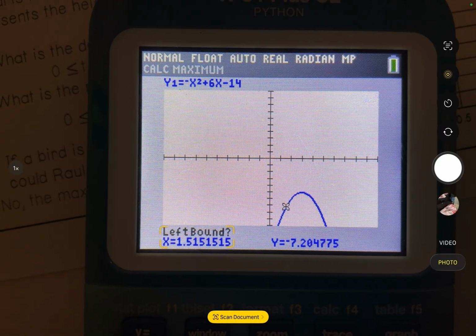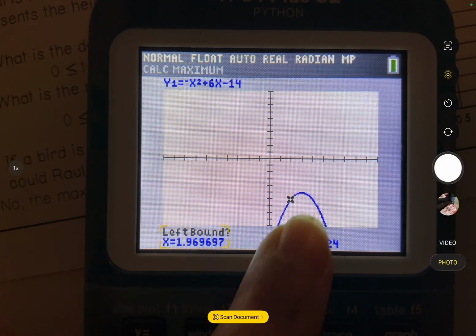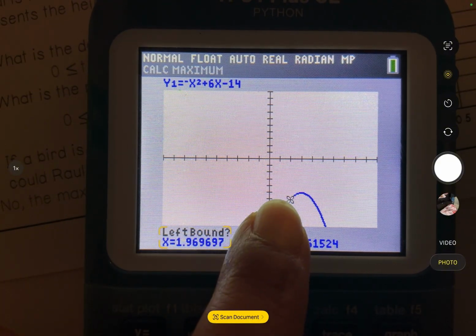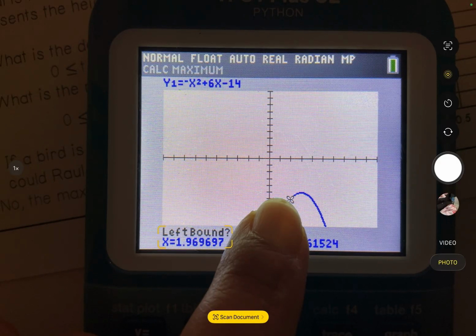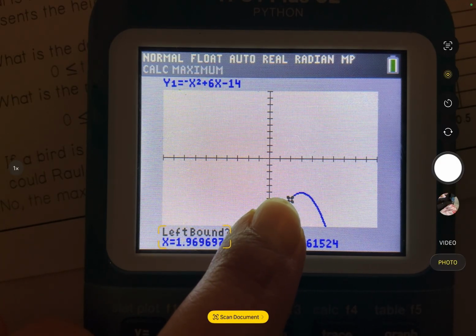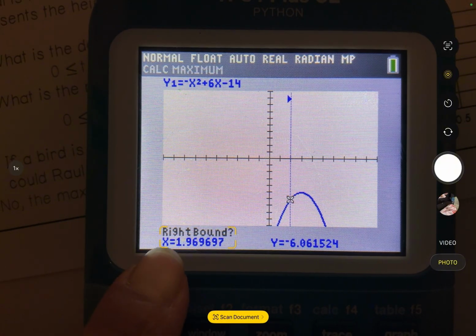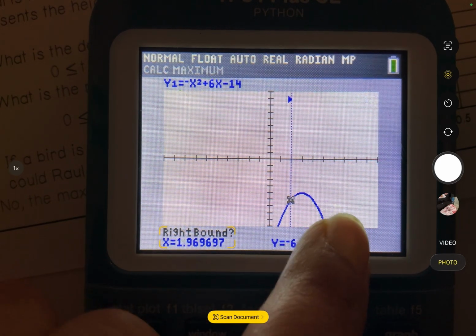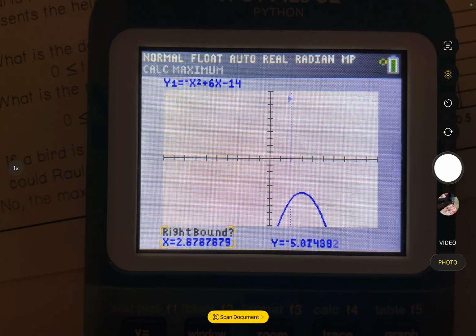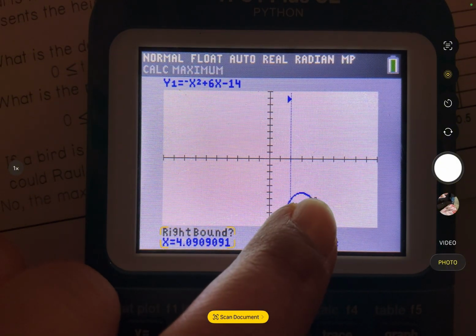Now, you know your vertex is at the very top. So left bound means to put it on the left side. Is everybody's star on the left side of the vertex? Okay, push enter one time. Now that question's going to change to right bound. So now put that star on the right side of the vertex. If you press up and down, you're going to have to start over by pressing second trace, because it takes you out of the questions. Once your star is on the right side, press enter 2 times.